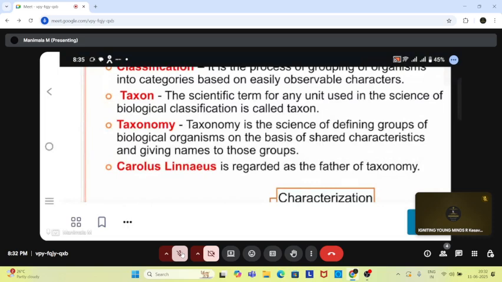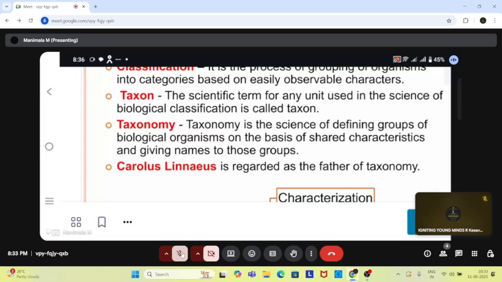Is it clear? Yes, ma'am. For classification, is it clear? Clear, ma'am. So imagine we have different animals, different plants. For example, classification is grouping of organisms based on observable characteristics. To identify the group of plants and animals, or dogs, cats and insects, we can generally recognize them easily. Yes or no? Yes, ma'am.